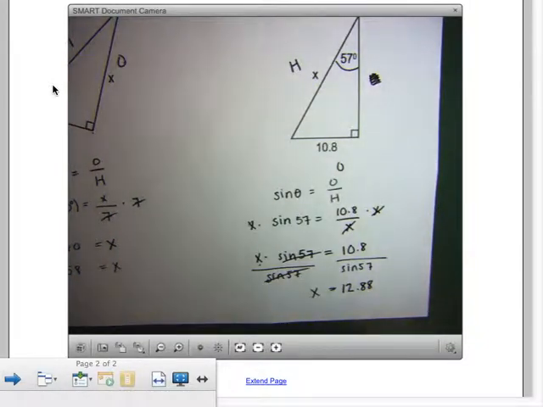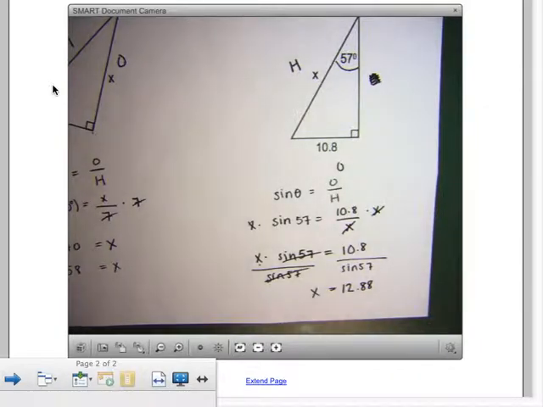Okay, so remember, start by labeling your triangle with opposite, adjacent, hypotenuse. See what two sides you have. Figure out your trig function. Set up your ratio. Always multiply by your denominator, and then just use your calculator.